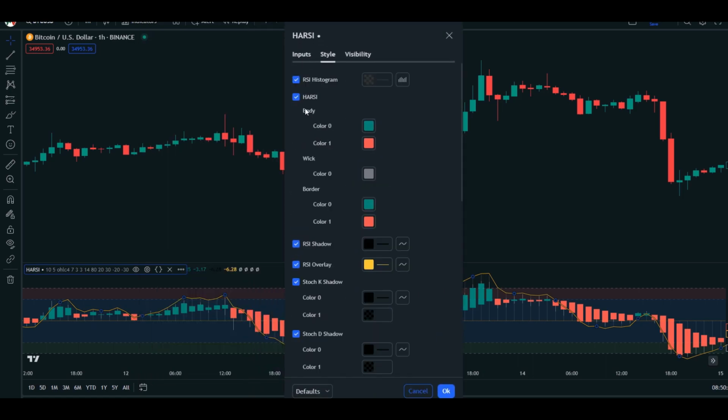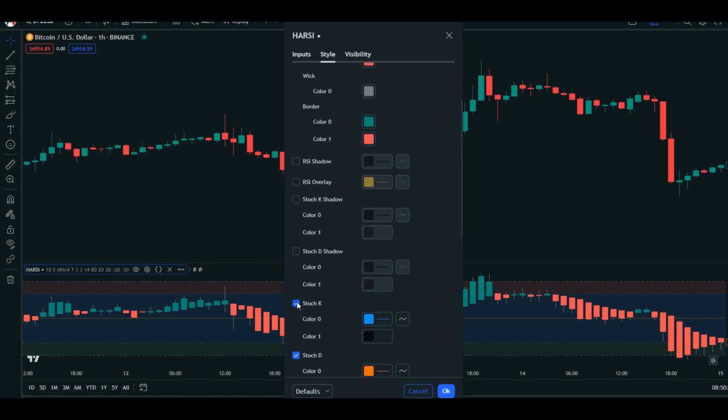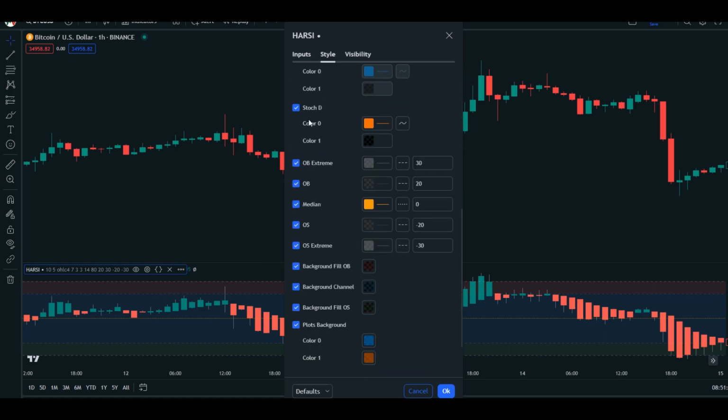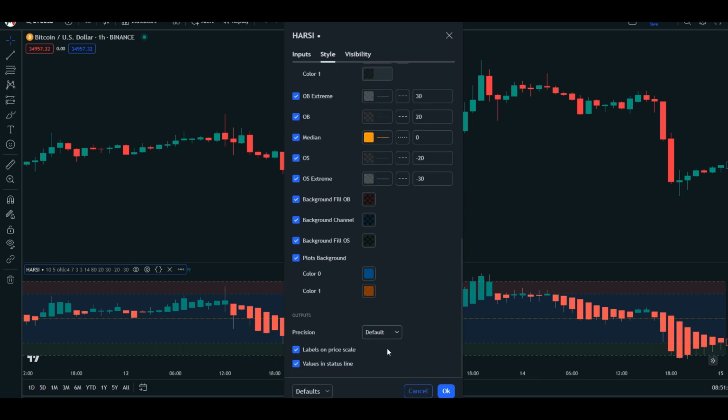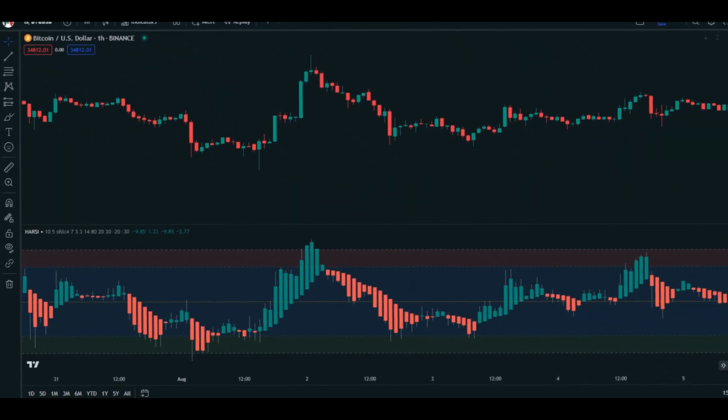Now that we have changed the input settings, we will be changing the style settings. Here we will first be removing the RSI histogram overlay and shadow. After that, we will be removing all of the components of the stochastic indicator. That was all that we needed to do. The indicator has 3 components.